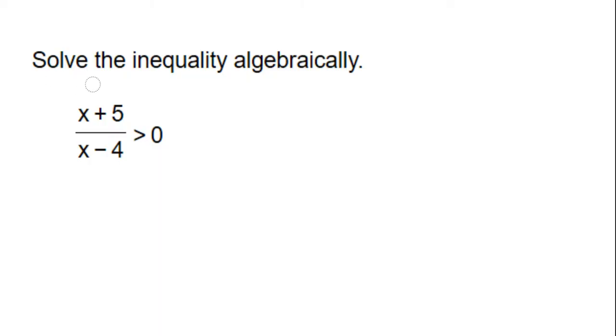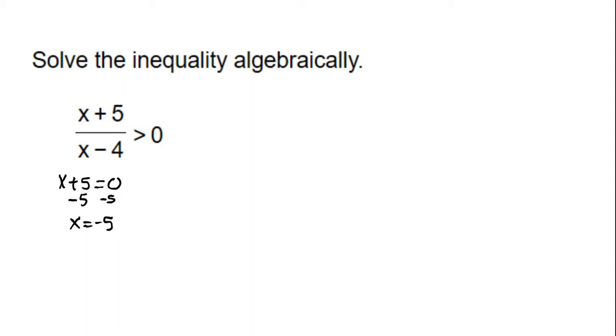This example says solve the inequality algebraically. This type of inequality is a rational inequality because I have a rational expression on this side. To solve the rational inequality, I need to first find the x-intercepts. We're going to find the x-intercepts by setting the numerator equal to 0 and solving. So I'll subtract 5 on both sides and get x equals -5.